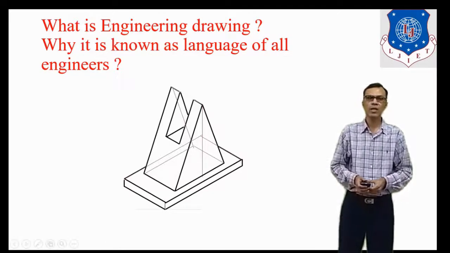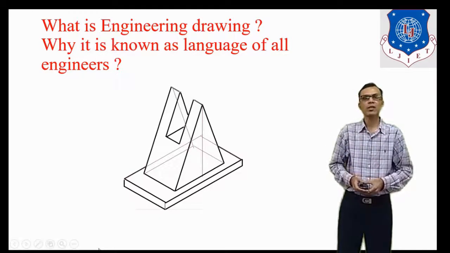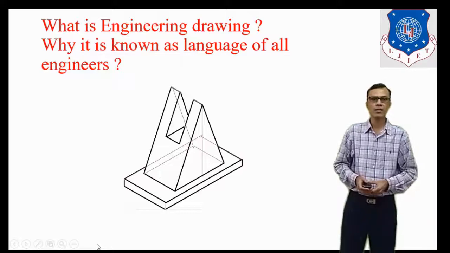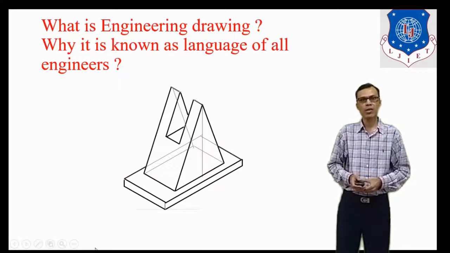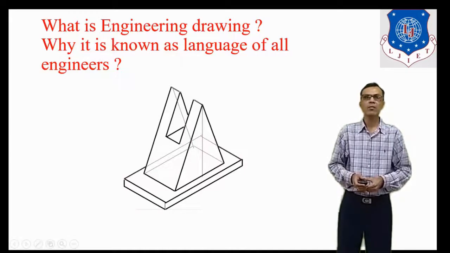Do you think it would be convenient if I explain in this way? It is the length of this object, it is the height of this object? Not at all. So there should be some medium of communication between engineers and shop floor persons. That medium of communication is engineering drawing. If I put my concept on paper, then it will be very easy for me to explain this product to the shop floor persons.